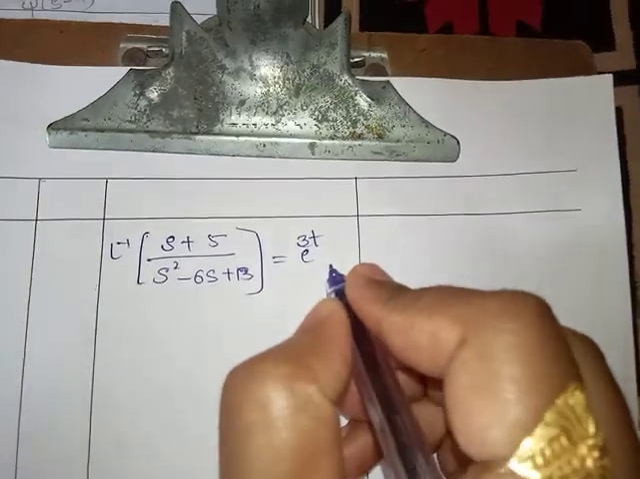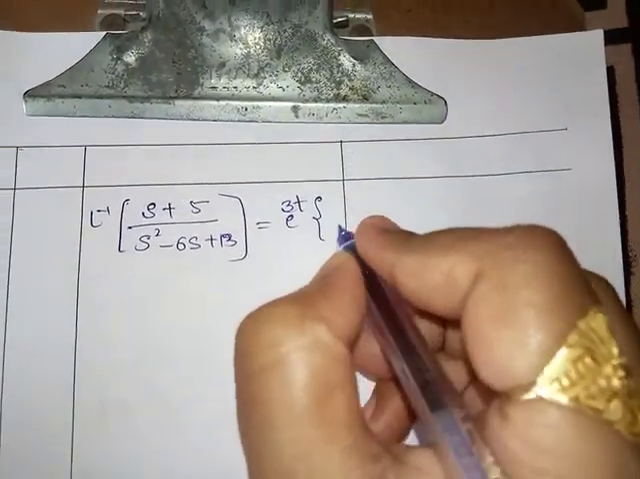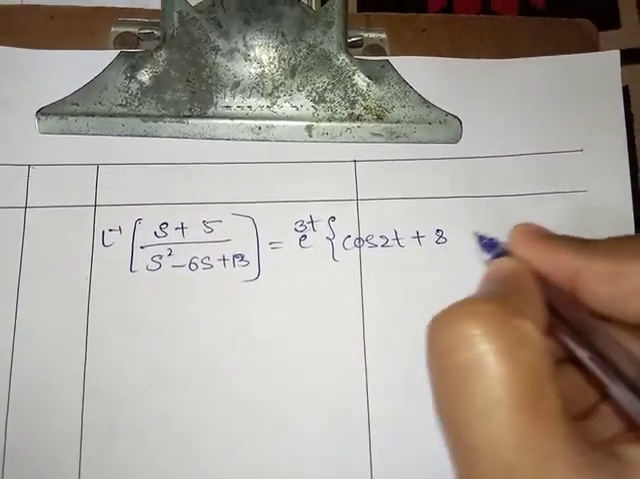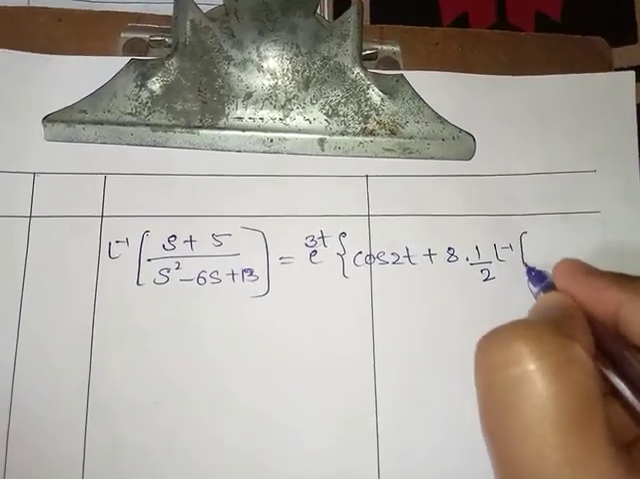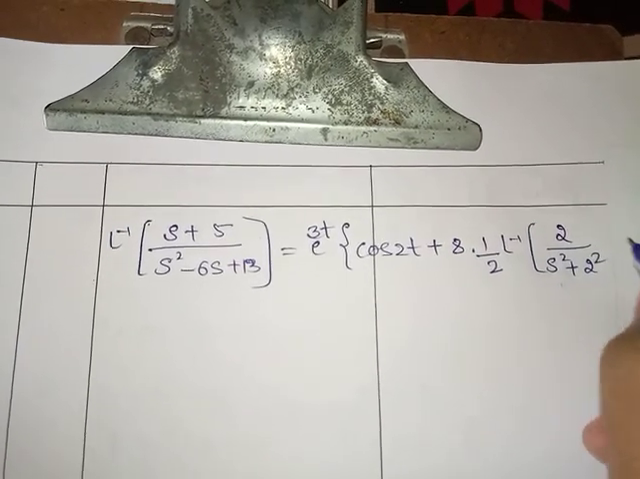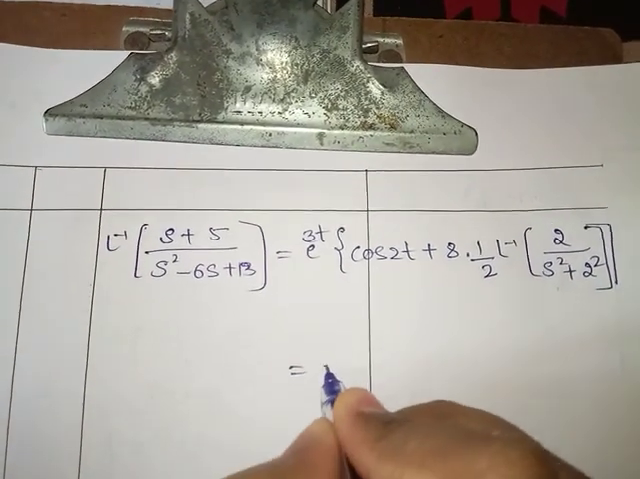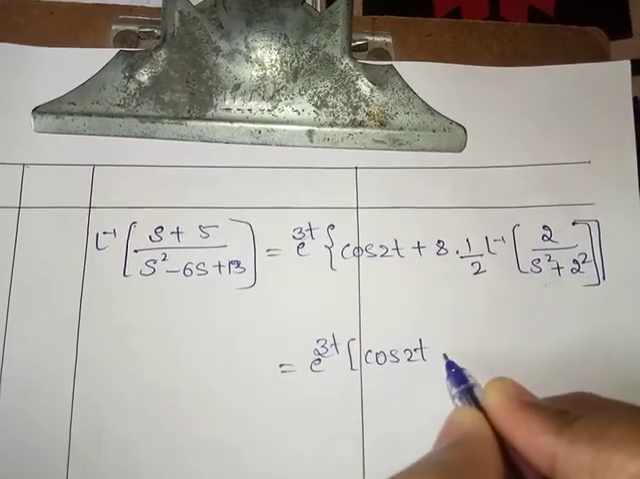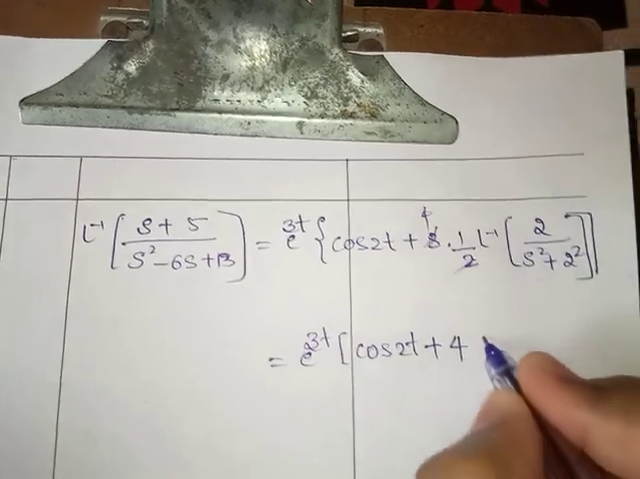First we have L inverse of s divided by s square plus 2 square, therefore it is cos 2t. Next plus 8 as it is. Here I am multiplying and dividing. 1 by 2 is constant, taking outside we get 2 divided by s square plus 2 square. Now we have e raised to 3t cos 2t plus 4, 1 by 2 times 8 is 4, so it is 4 sin 2t.